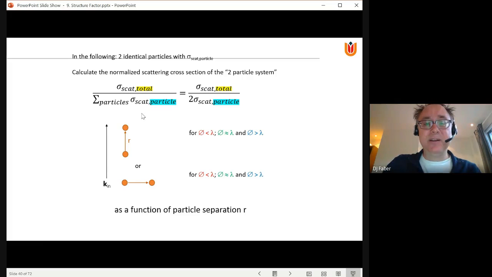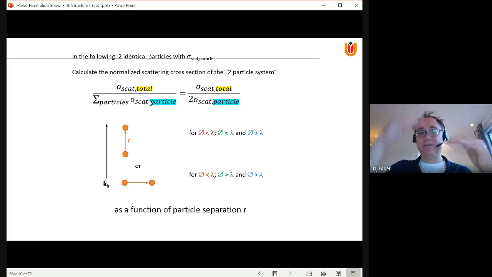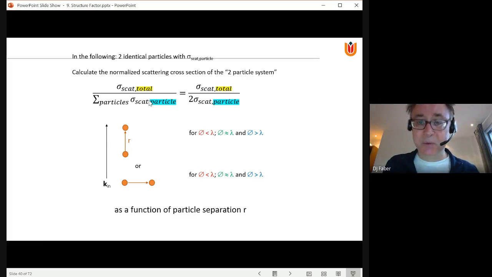And I'm going to normalize that on the scattering cross-section of an individual particle. So in that case, you can see whether or not the scattering cross-section increases or decreases compared to when there was no phase difference at all. And these particles are identical. So what the graphs will show is the total scattering cross-section of the system divided by 2 times the scattering cross-section of a single particle.